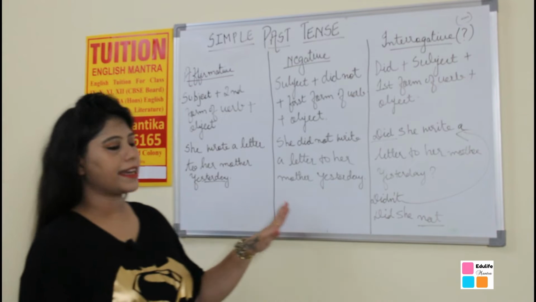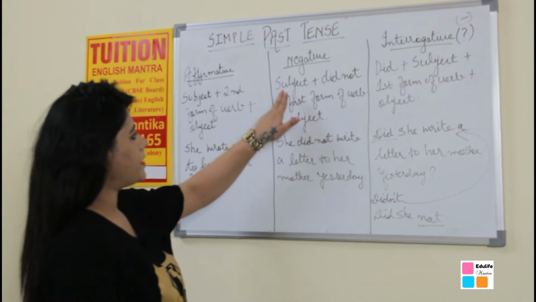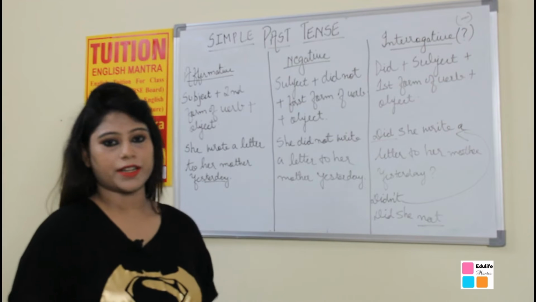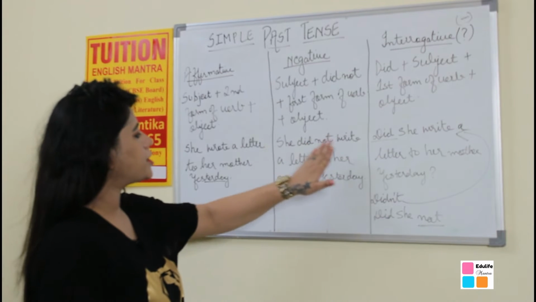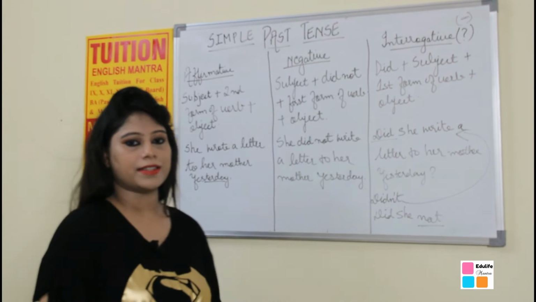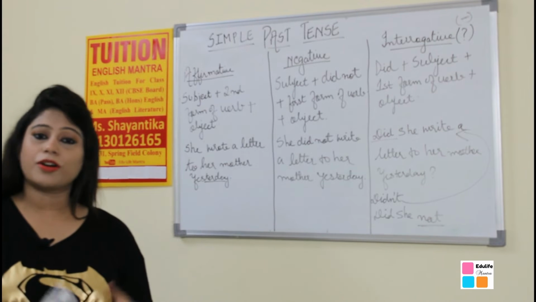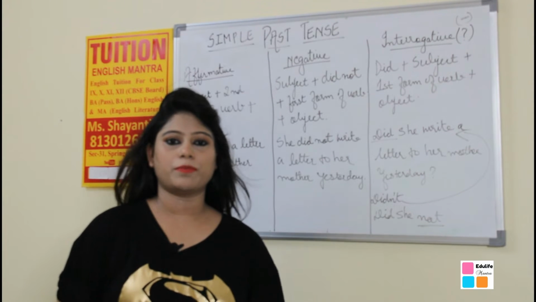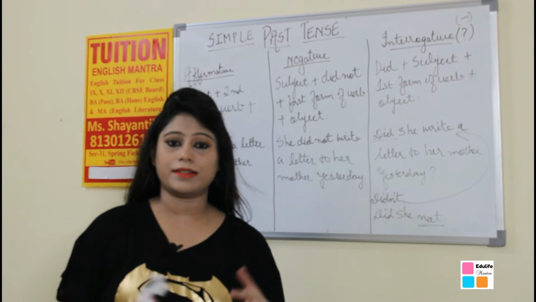Now let's look at the negative sentences. The formula is subject plus did not plus first form of verb plus object. For example, she did not write a letter to her mother yesterday. We did not go to the party last Sunday. I did not play football with my friends last week.